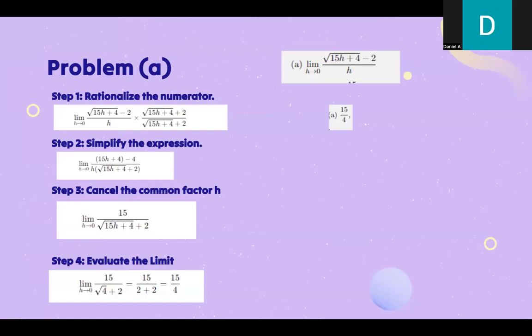Anyways, we are going to start with problem A. As we can see right here, if you follow my cursor, this is straight from the Project One handbook. This is limit h pointing to zero, square root of 15h plus 4 minus 2 over h. And that's our answer right there, 15 over 4. Easy, right? No, not really. Now we gotta show the work of how we do it.